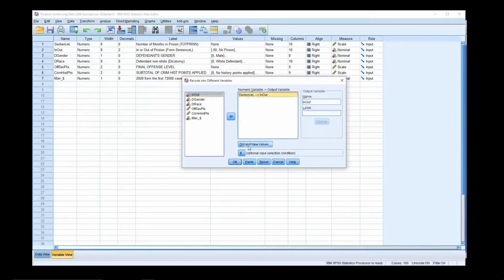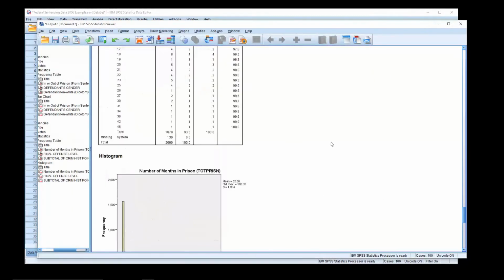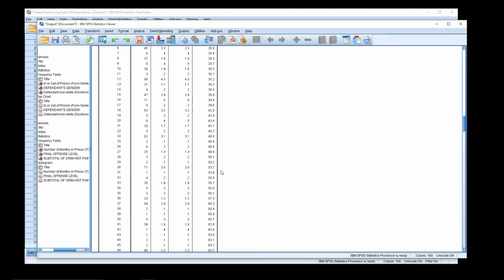So we get sentence length, and I'm just going to reset this and do it from scratch. We can pull sentence length over, and I am going to create a high-low sentence variable, is what I'm going to call it. Basically I'm going to split this based on the 50% value. So once again, if we go over to our output and scroll up to the sentences and look at the cumulative, I want to see where this splits between over and under 50%.